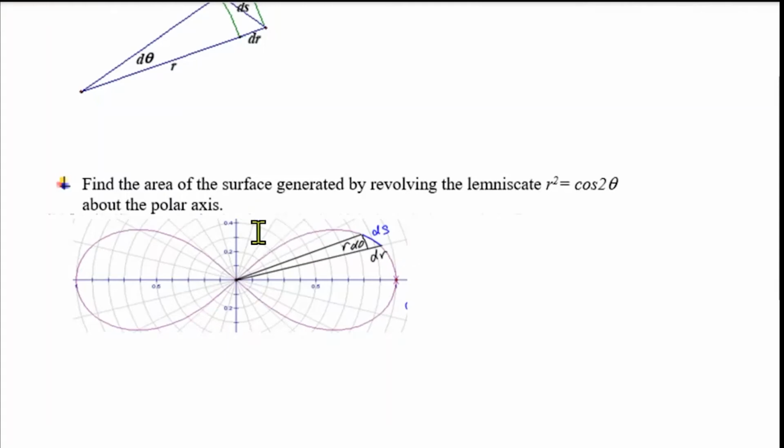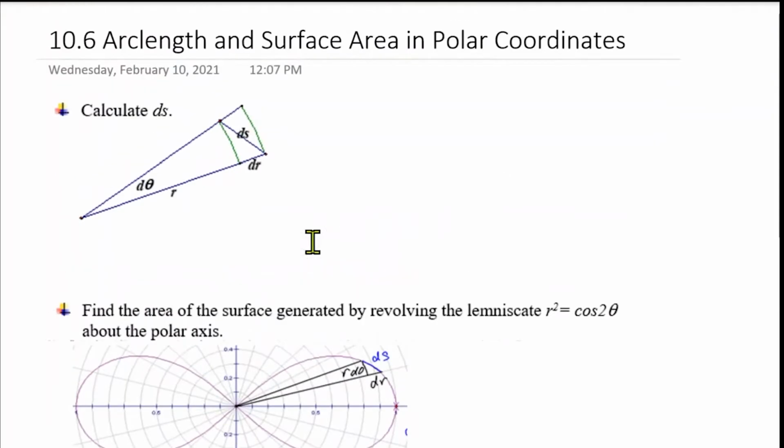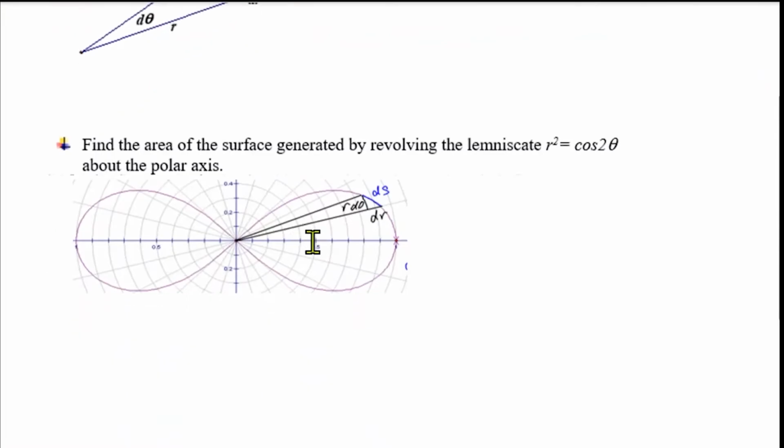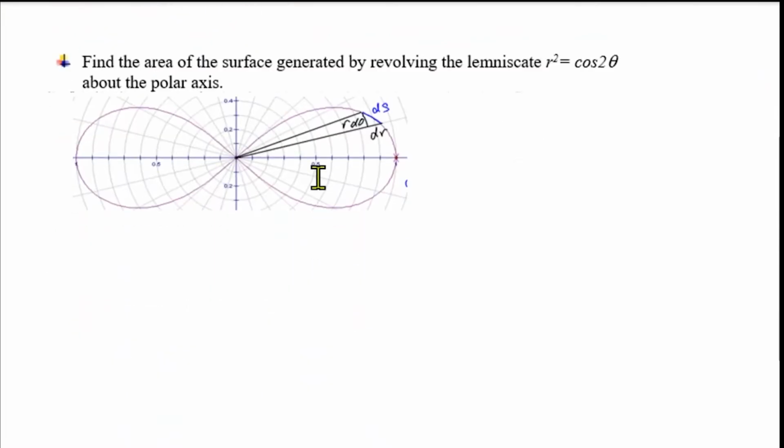Today, arc length and surface area in polar. And here's a prompt. We are going to take this lemniscate and then revolve it about the x-axis. Holy cow, right? And then it's going to create a couple of teardrop dumbbell looking shape. We want the surface area of that thing.